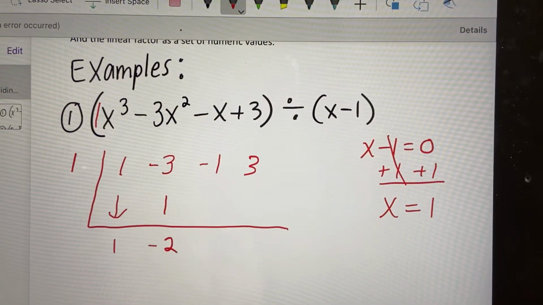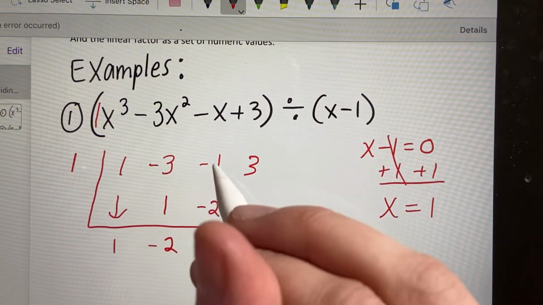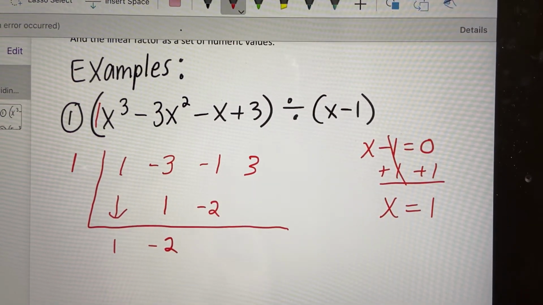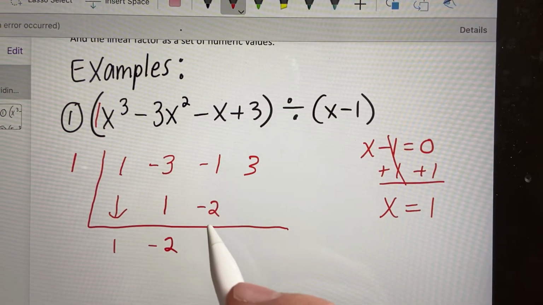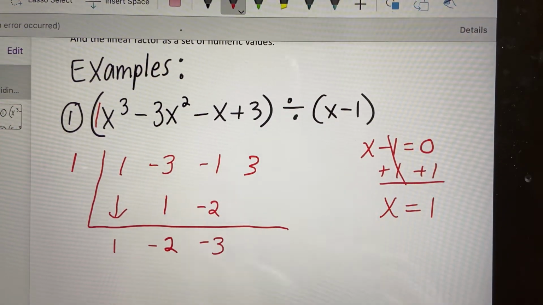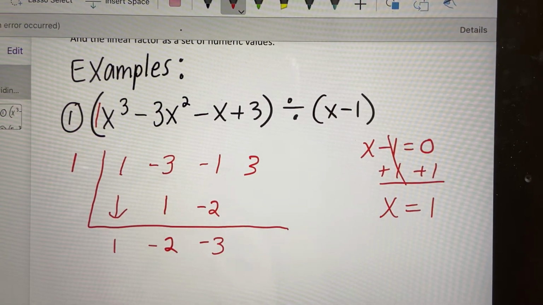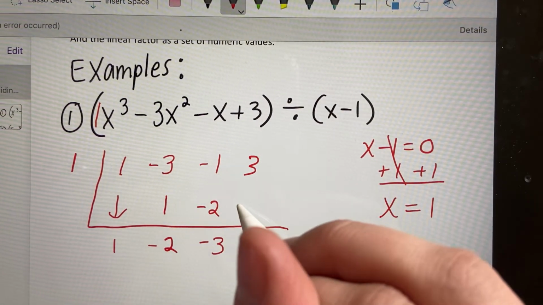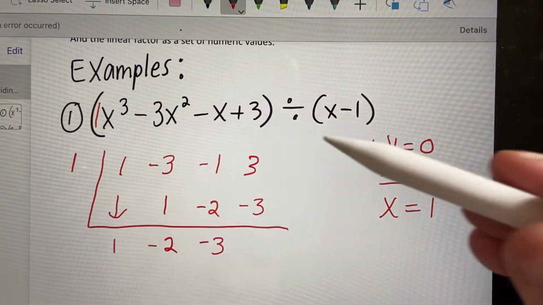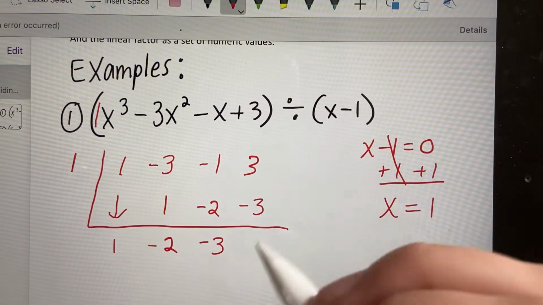Then we're going to multiply again. 1 times negative 2 is negative 2. And we write that underneath the negative 1. And then add negative 1 plus negative 2, which is negative 3. And then finally, the last step would be to multiply 1 times negative 3. And that is negative 3. Just write that underneath the 3. And then we'll add 3 plus negative 3, and that's 0.